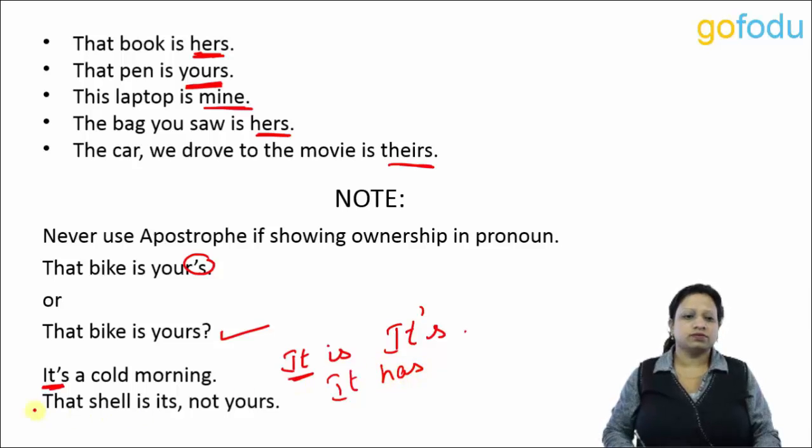All right? Like, check the next sentence. That shell is its, not yours. Now let's say there's a snail. You're walking on a beach and there's a snail and it has left its shell. So you can say that shell is its. It belongs to that snail, not yours. Over here, its and yours, both are possessive pronouns.